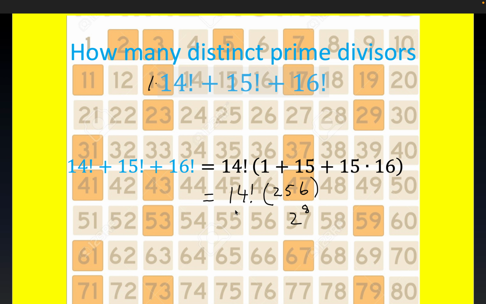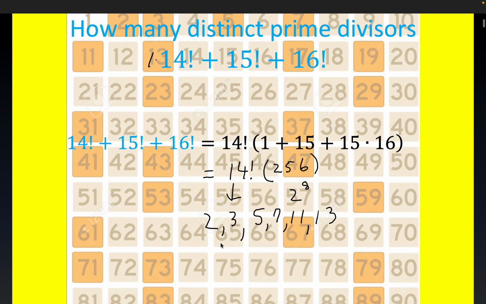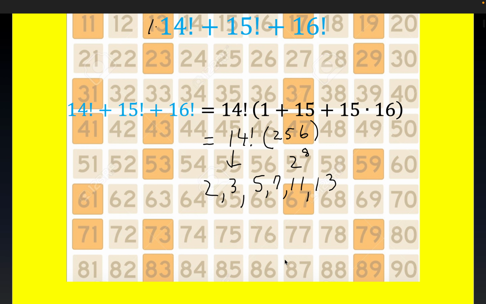Now right over here on 14 factorial, certainly 2 is one prime divisor. 3 would be the next prime divisor of 14 factorial. Skip 4, right? 5. Skip 6 because 2 and 3 are already taken care of. 7, right? And then we bump up to 11. And finally 13. And there is no need to count 2 twice here. So we have 1, 2, 3, 4, 5, 6. So we have 6 distinct prime factors.